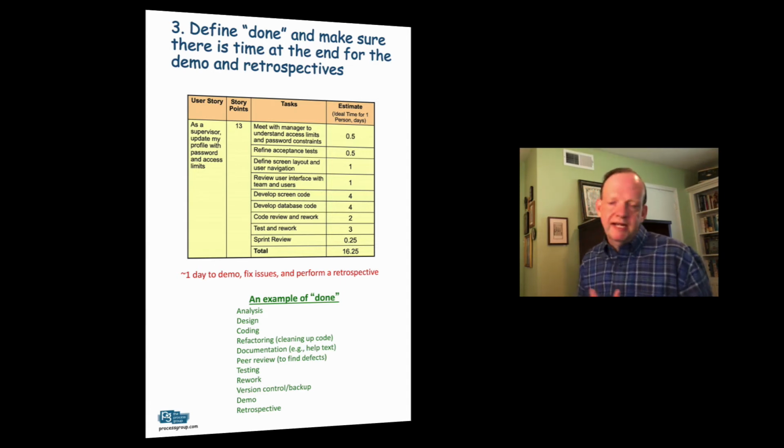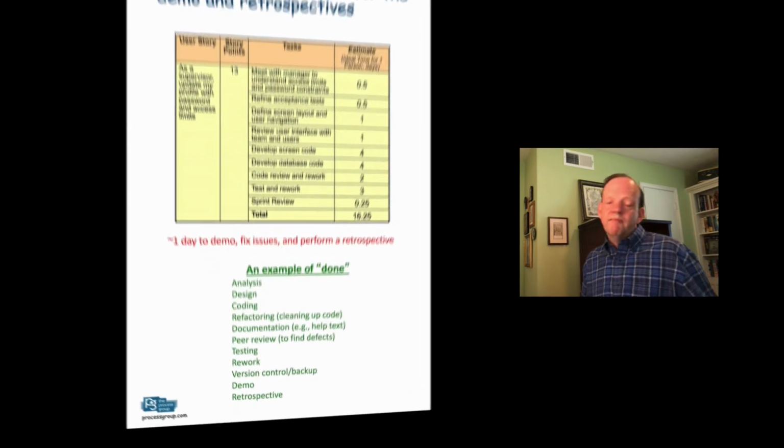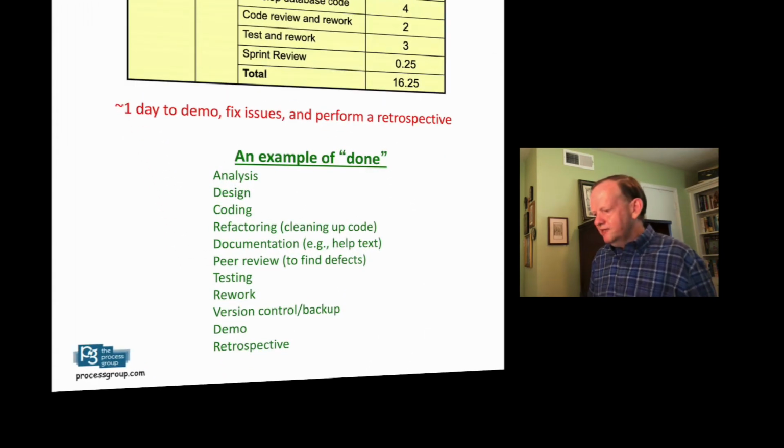So the task breakdown is shown in the sprint backlog. We should then refine that over time with our definition of done. So my example of done is analysis is done, design is done, coding, refactoring, documentation, peer reviews, testing, rework, version control, demo, and retrospective. And that really defines the word done for an iteration.